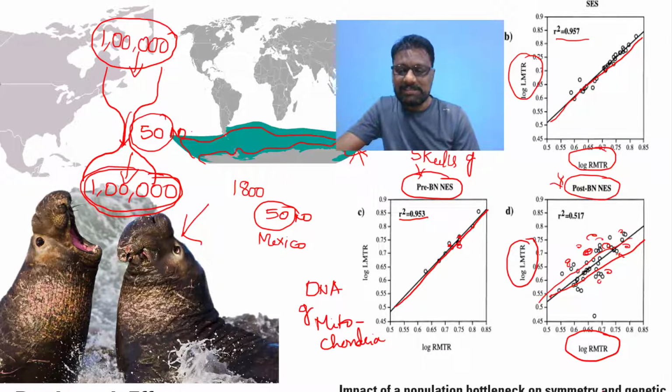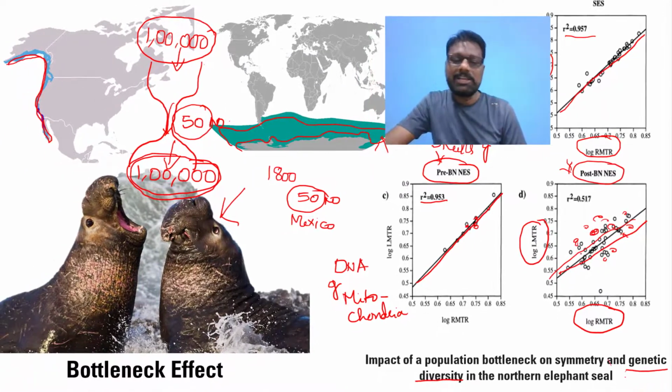Because of this, symmetry has deviated due to the loss of the original allelic frequency, and the post-bottleneck northern elephant seal has a different set of allelic frequencies, which has majorly shown implications on the genetic diversity as well as the symmetry in these animals.